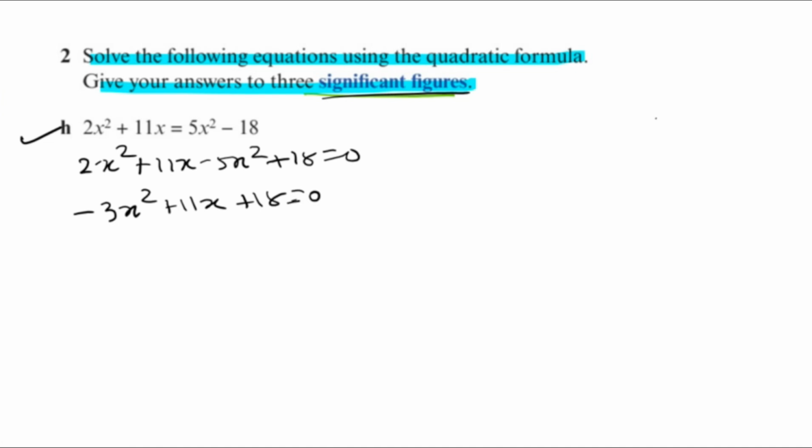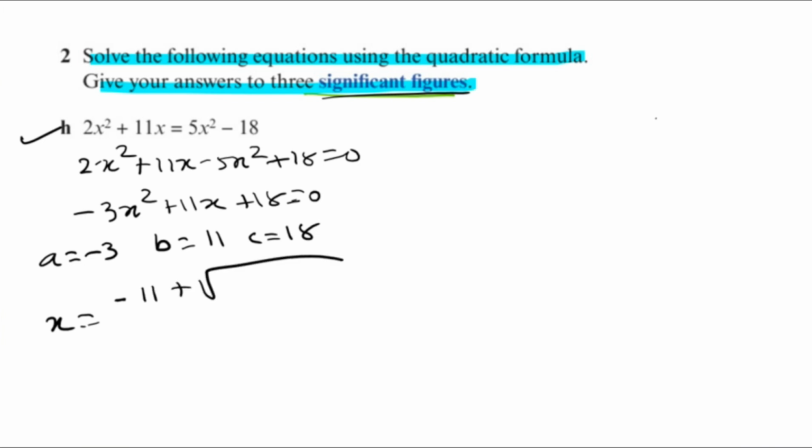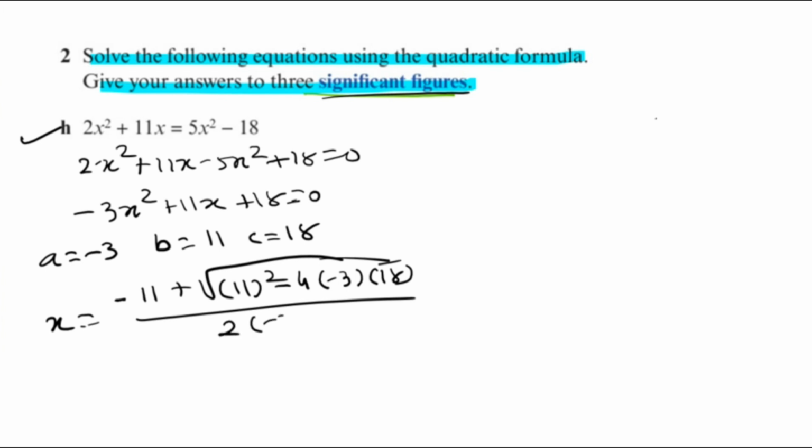So here now we can find A is equal to minus 3, B is equal to 11, C is equal to 18. Put these values into the quadratic formula. So x is equal to minus 11 plus square root of 11 squared minus 4 times minus 3 times 18, over 2 times minus 3. Do practice putting this in the formula. That will help in your exam.